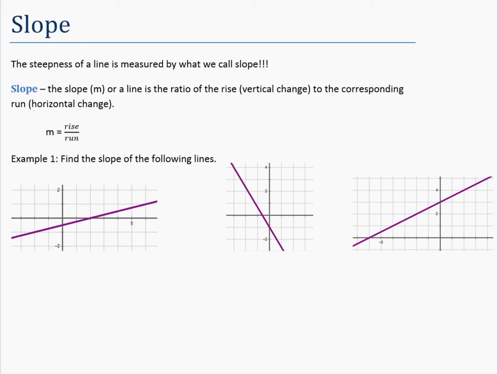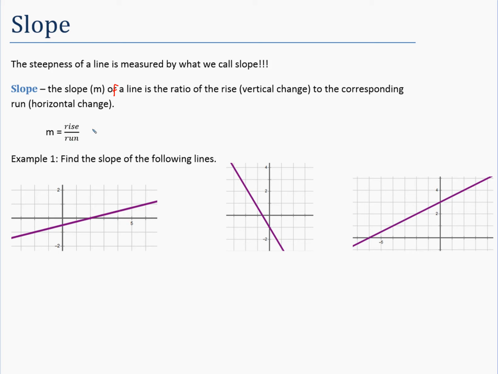We measure the steepness of a line using slope, and that's today's lesson. The slope of a line is the ratio of the rise, or the vertical change, to the corresponding run. A lot of times you'll see this as rise over run. So m stands for slope. We're going to use that variable to represent slope, and it stands for rise over run. And I'll show you how you use that here.